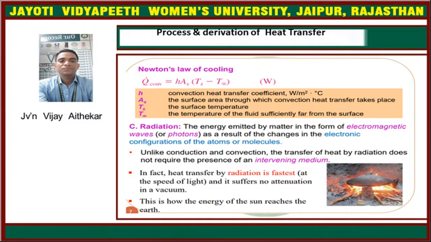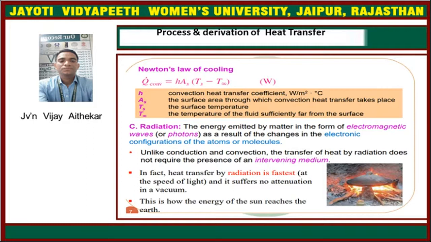Newton's law of cooling is given by Q convection = hA(Ts - T∞). h is called the convection heat transfer coefficient. A is the surface area through which convection heat transfer takes place. Ts is the surface temperature. T∞ is the temperature of the fluid sufficiently far from the surface.